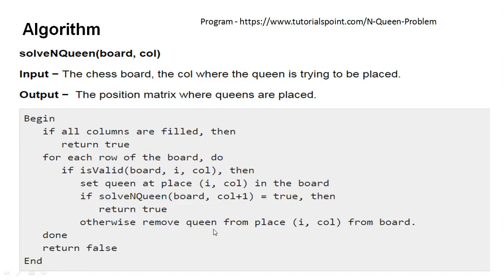Otherwise, we remove the queen from the place I column, right? If we did not find the solution, we will remove the queen that you placed earlier. That queen we removed from the board, right? And we continue the same thing. After removing, we'll increment row by 1, we'll place the queen over there. If it is not a valid position, then again we remove that queen, the last placed queen. In this way we continue, and finally we will get the solution.